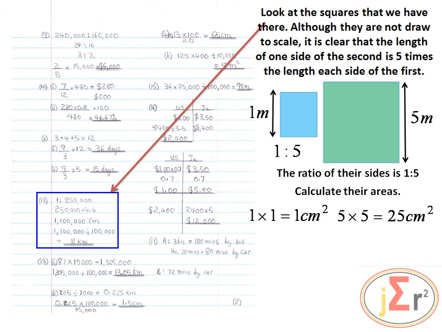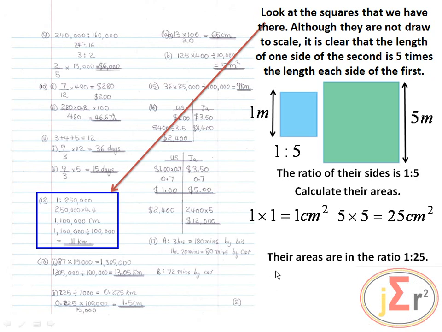Of course, in finding the area of a square, we just square one side. Or we may make use of the fact that a square is a rectangle whose length and width are the same. So multiply by 1, multiply by 1. So 5 times 5 and 1 times 1. So their areas are in the ratio 1 to 25.